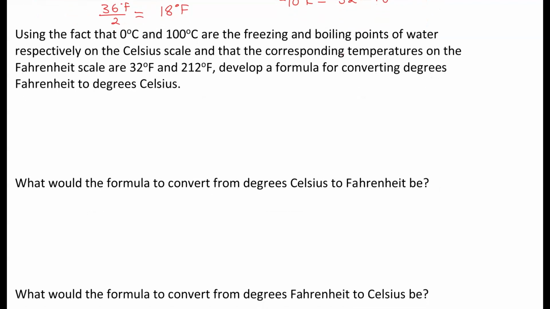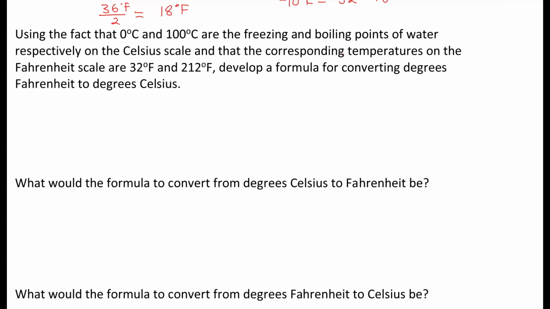Now, using the fact that 0 degrees Celsius and 100 degrees Celsius are the freezing and boiling points of water, respectively, on the Celsius scale, and that corresponds with the temperatures on the Fahrenheit scale of 32 degrees Fahrenheit and 212 degrees Fahrenheit, develop a formula for converting degrees Fahrenheit to degrees Celsius. Now, we're going to go through the process of actually creating the formula that we're always going to use throughout this unit for converting from Fahrenheit to Celsius.